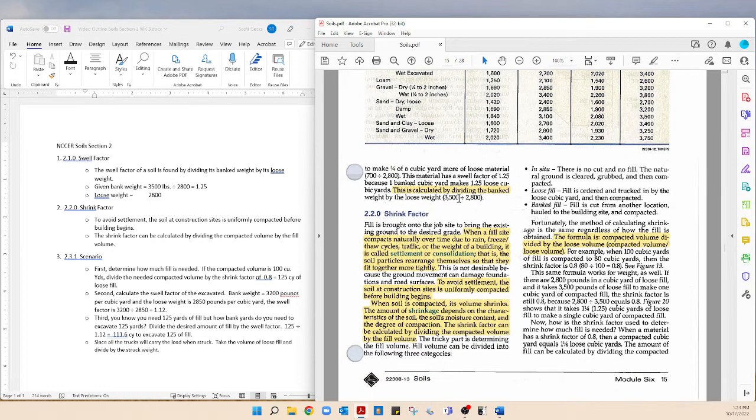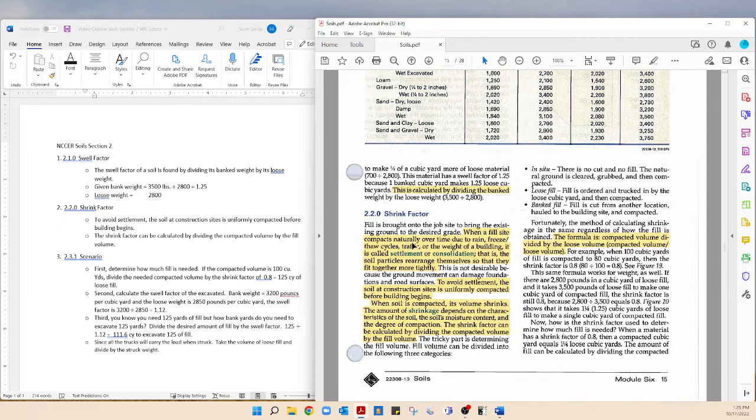Let's talk about the shrink factor. The swell factor, just stick with the math, is the bank weight, or, by the way, the bank volume. Bank volume is a hole that's not there yet. It's what you're going to dig out. So the bank volume divided by the loose volume is going to give you a swell factor for that particular job.